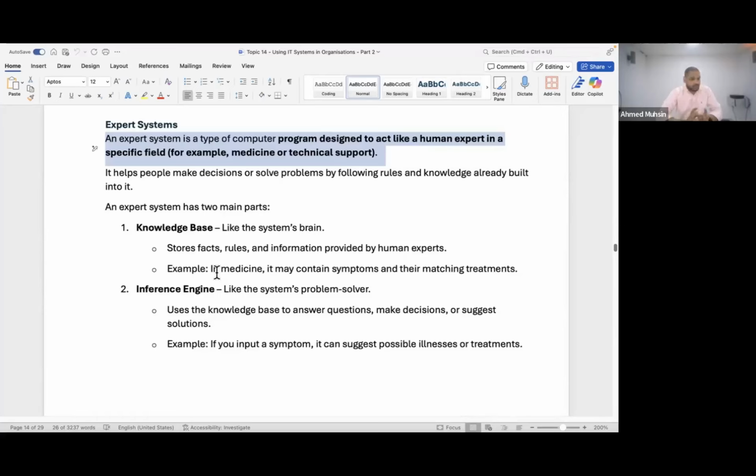Do you guys know of a term called GIGO? In the computing world, we have an acronym called GIGO. Garbage in, garbage out. What does that mean? If you give the wrong facts to the computer system, it is going to give you the wrong solutions. So think about a medical system. Sometimes there is a possibility you might mistakenly give the wrong information to the system.